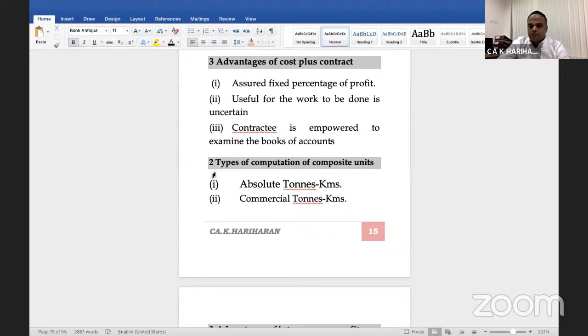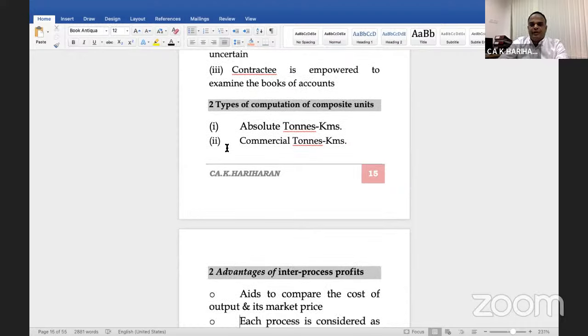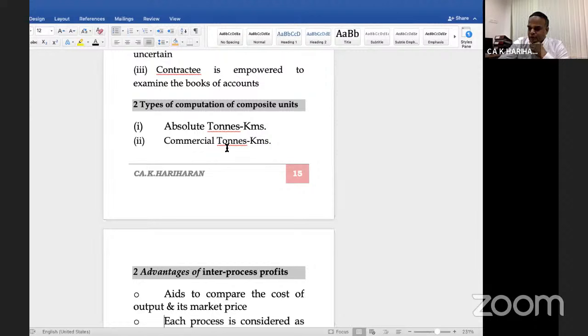Next, two types of computation of composite unit. What is called the composite unit? The composite unit can be classified into two types. Composite unit may be absolute ton kilometer and commercial ton kilometer. It can be one absolute ton and commercial ton kilometer. It's called the composite unit.